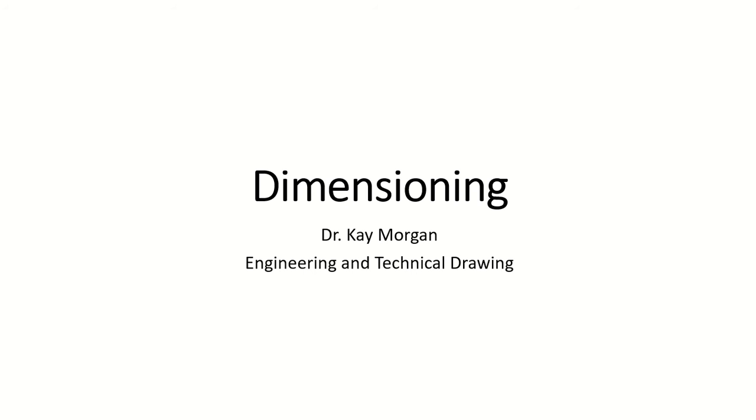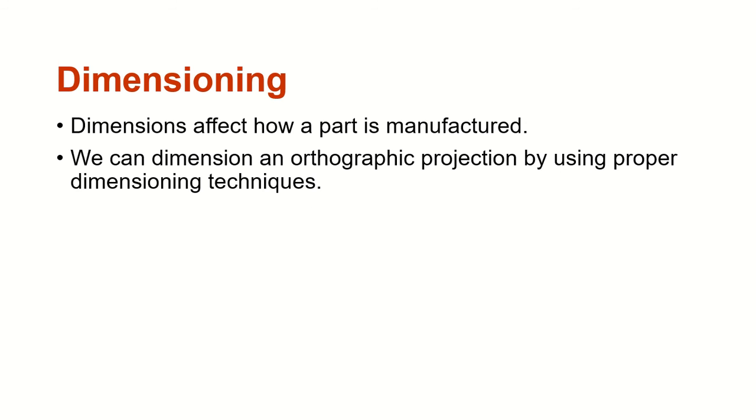We'll get into dimensioning for this chapter. Dimensioning is very important because how you dimension your drawing can affect how a part is manufactured. Of course, we can dimension an orthographic projection in 2D, and we're going to use a proper dimensioning method.